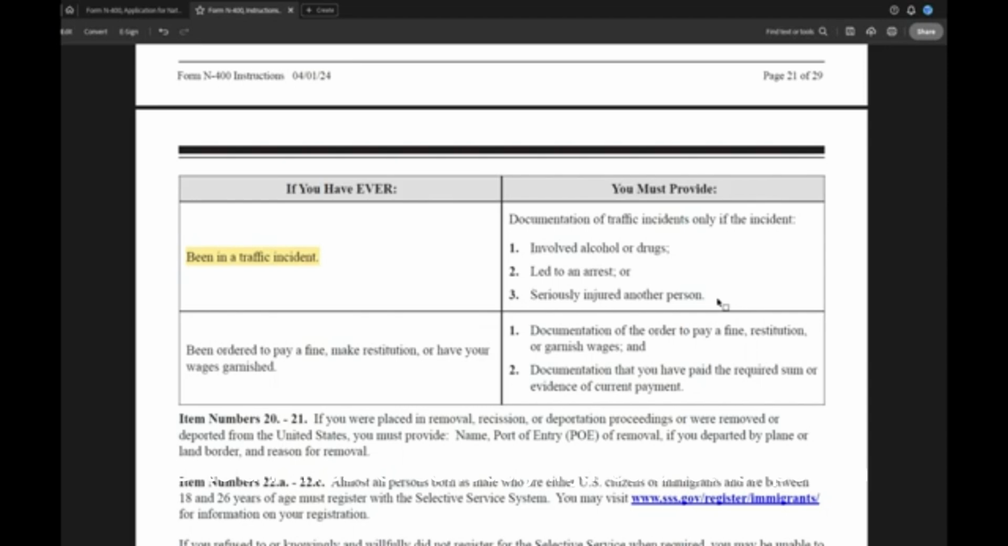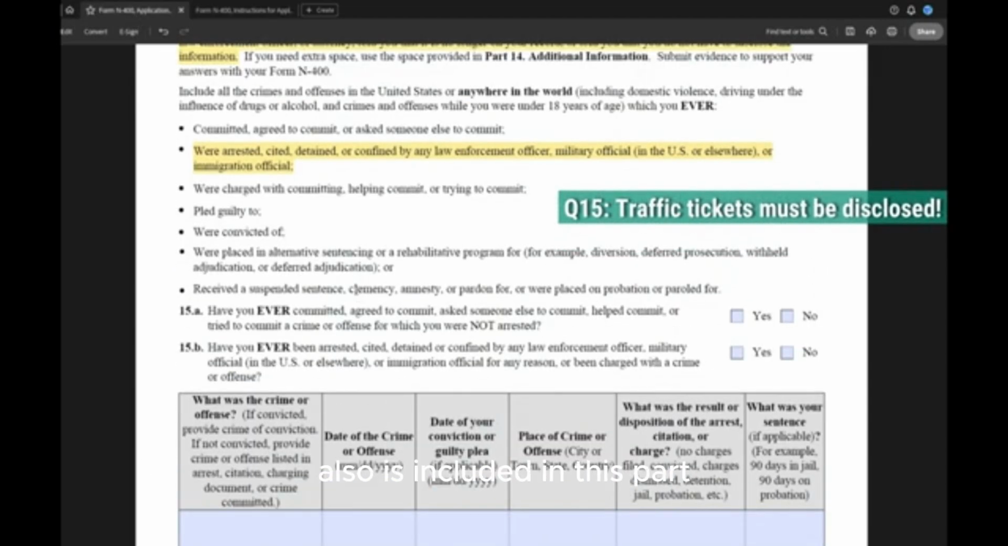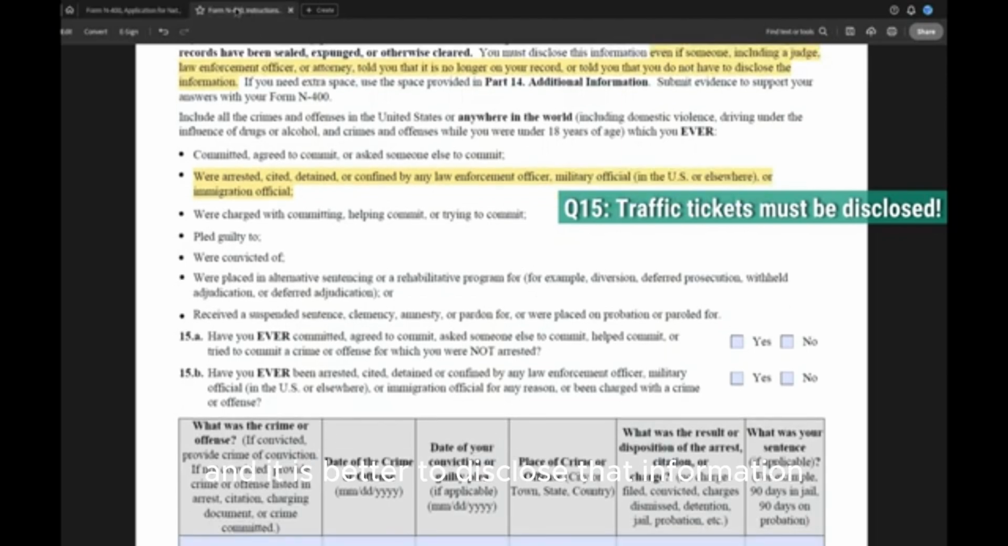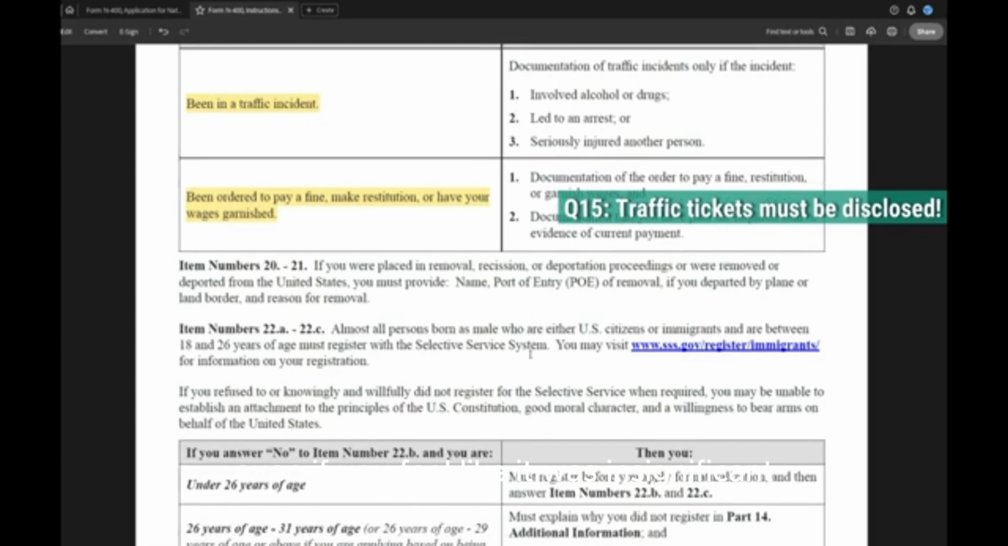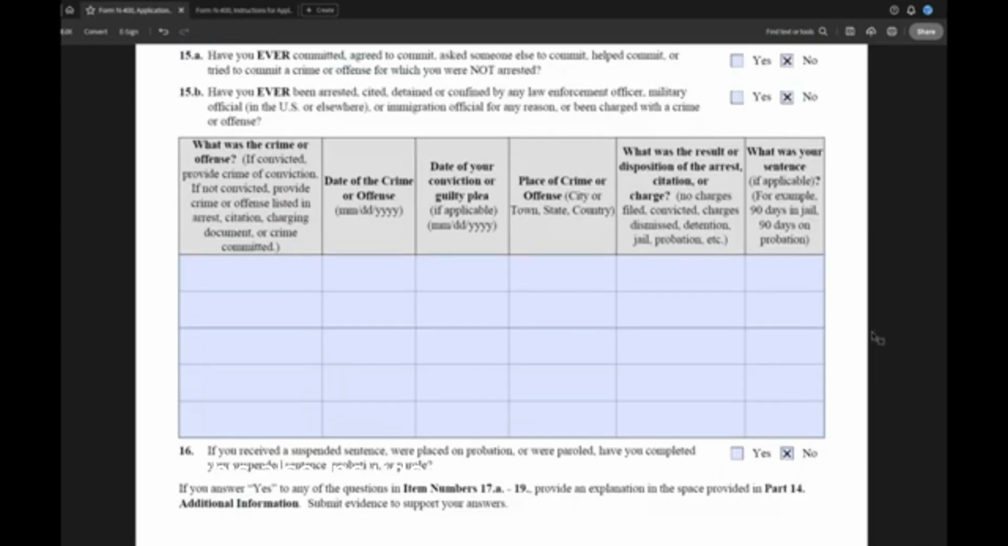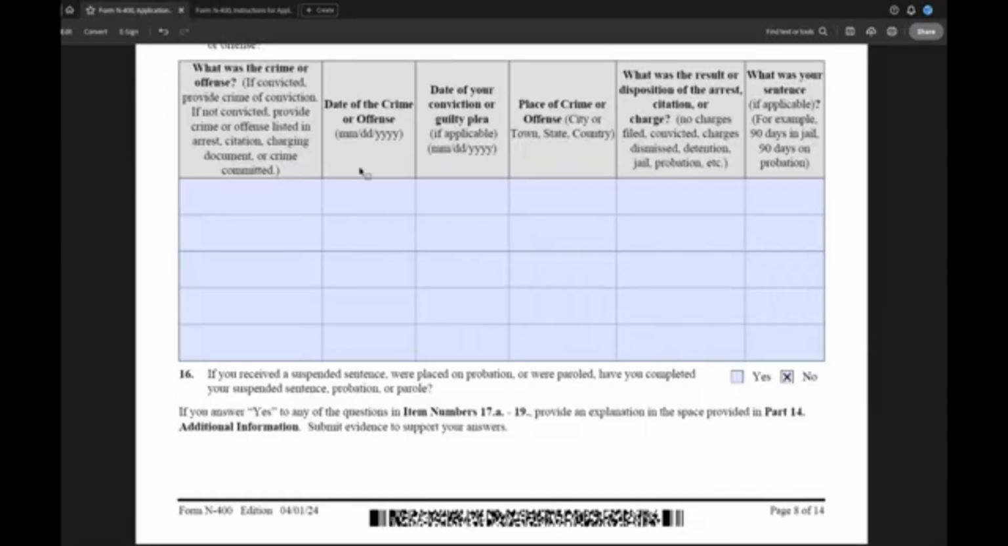injured another person. A fine or a citation for a traffic violation also is included in this part, and it is better to disclose that information than to omit it, even if you feel like it was insignificant. This also includes political arrests for asylees, for example. It also includes any border patrol arrests by ICE or INS, so you would have to include that here. And again, if you have any additional questions, you should review the form instructions.